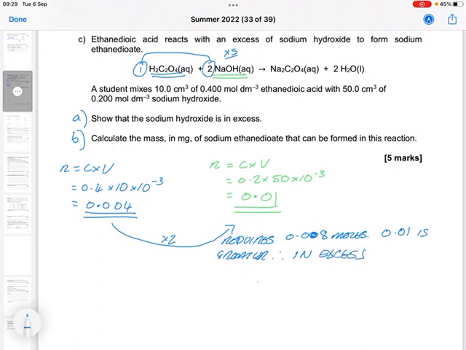You can work it back the other way. I'm not going to write it down, but I'll talk it through. So to use 0.01 of sodium hydroxide, if I halve it going the other way, I need 0.005 moles of the ethane dioic acid, and I haven't got enough. So again, it's all telling me that the sodium hydroxide is in excess. So let's go on to the mass.